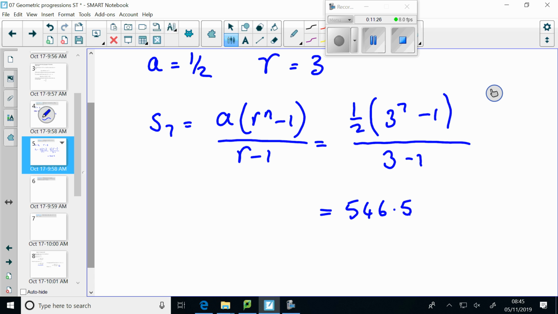If you don't put the brackets in, what you're doing is a half times 3 to the 7. Well, the first thing you're doing is 3 to the 7, because indices come before multiplication. Then you're doing half times that, and then you're taking 1 off. Brackets mean you're doing what's in there first and then multiplying it by a half. So effectively the minus 1 is getting multiplied by a half as well. Alright? Yeah? Right.